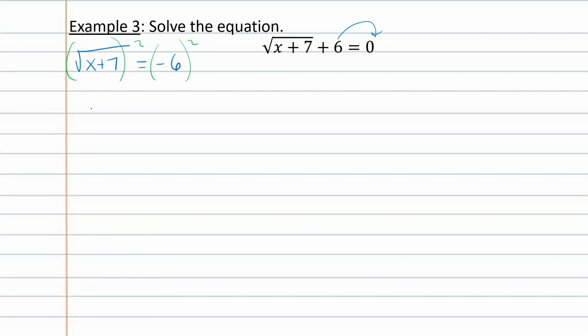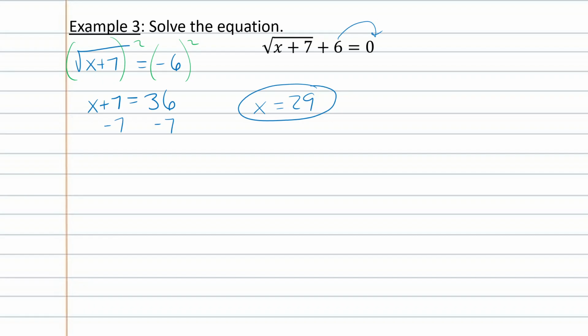That's going to give us an x plus 7 on the left-hand side, and negative 6 squared is 36. Negative 6 times negative 6 is positive 36. Then we can subtract the 7, and we're going to get that x equals 29.